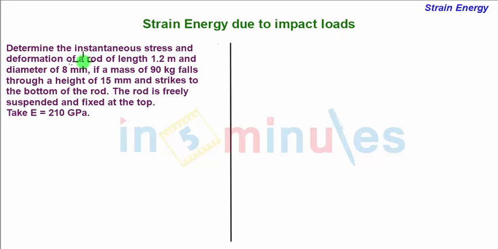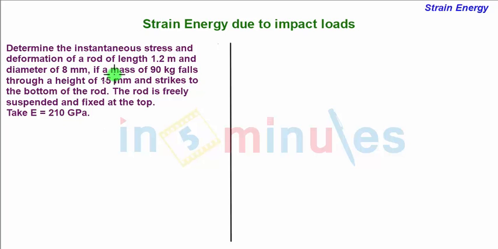The problem statement is: determine the instantaneous stress and deformation of a rod of length 1.2 meter and diameter 8 mm if a mass of 90 kg falls through a height of 15 mm and strikes the bottom of the rod. The rod is freely suspended and fixed at the top. We have been given the Young's modulus E of the material of the rod as 210 gigapascal.